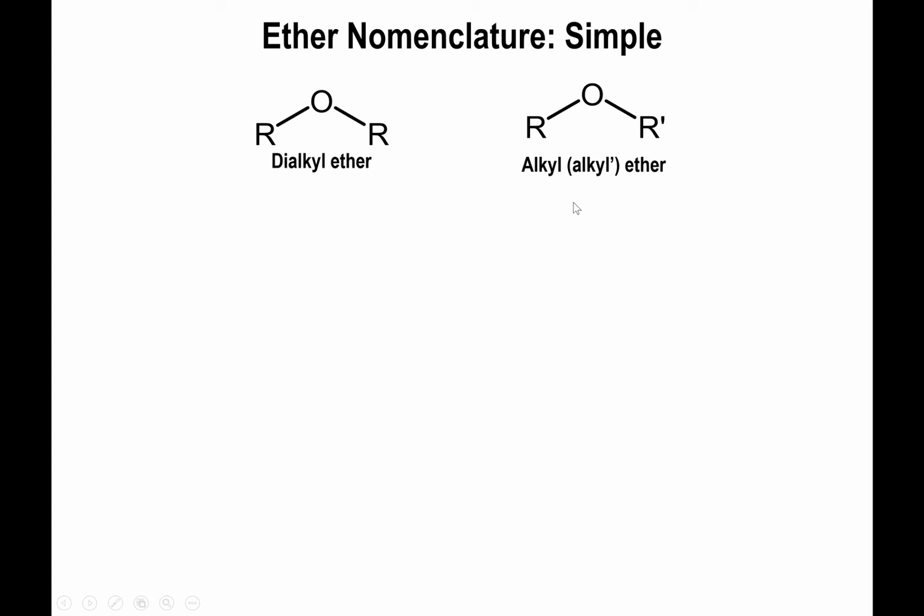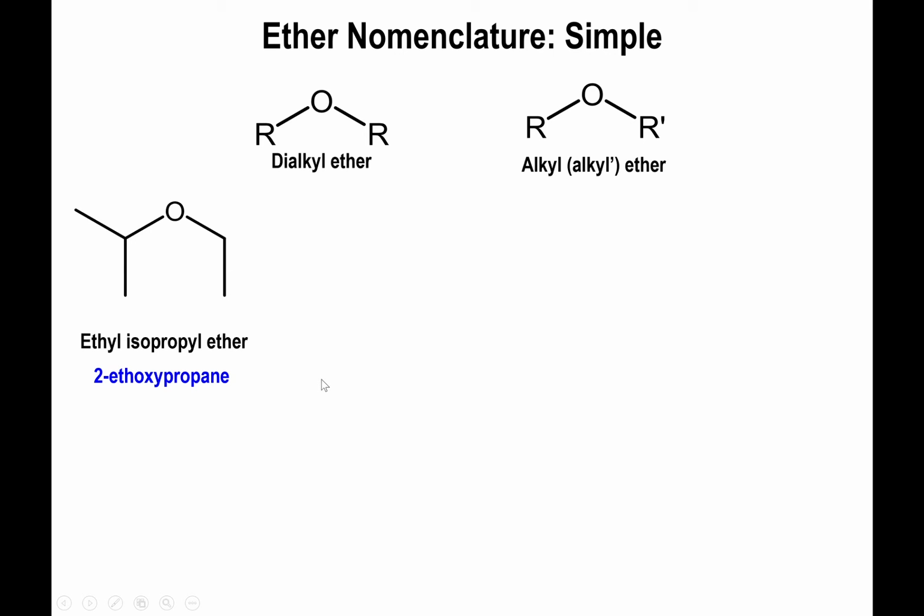Another way to name them, if you have different groups, is to just name one alkyl followed by the second alkyl, and this will be alphabetical, ending with the word ether. And this is the common name of naming your ethers. So if you look at a molecule like the one right here, you have an isopropyl group on one side and an ethyl group on the other. So you will call this ethyl isopropyl ether, once again alphabetical order, right? So ethyl before isopropyl.